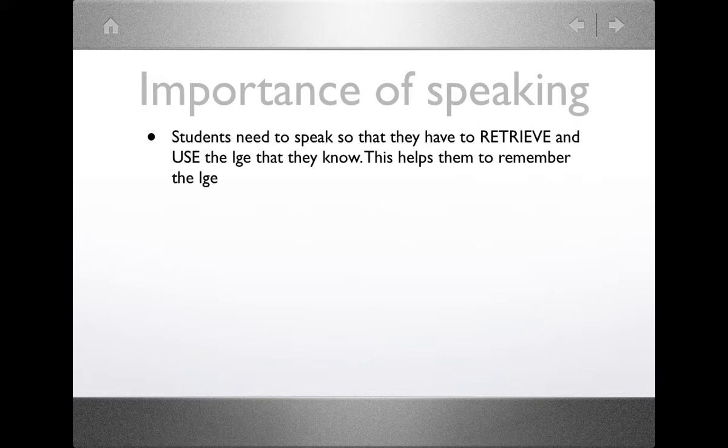Okay, you know the proverb "practice makes perfect." Here is the role of that kind of proverb. So this helps them to remember the language. They need to retrieve and use and practice the language, and in this way they will remember it. But if you don't practice, of course it happens, people tend to forget that.